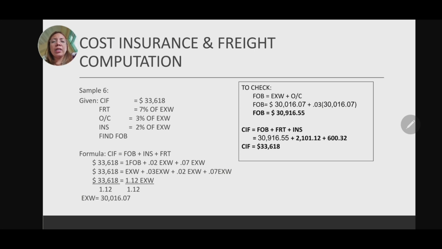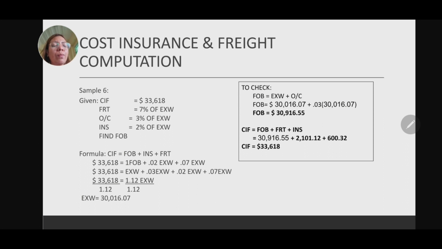Okay, the given CIF is 33,618. The given freight is 7% of Ex works. Other charges is 3% of Ex works. Insurance is equal to 2% of Ex works. And again, we are looking for our FOB. Okay, the formula for CIF in this case is FOB plus insurance plus freight. Okay, but again, since there is no FOB, we're gonna use the other formula, which is Ex works plus other charges plus insurance plus freight.